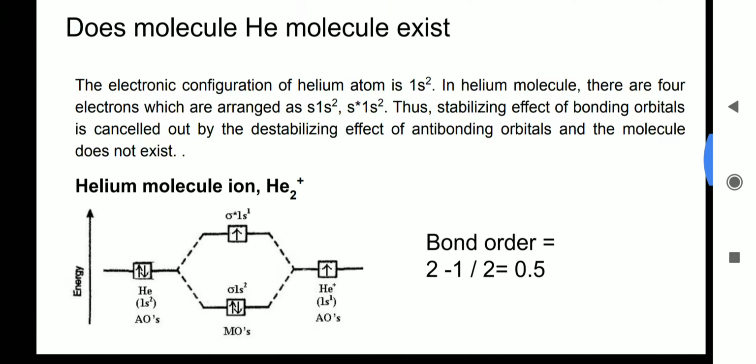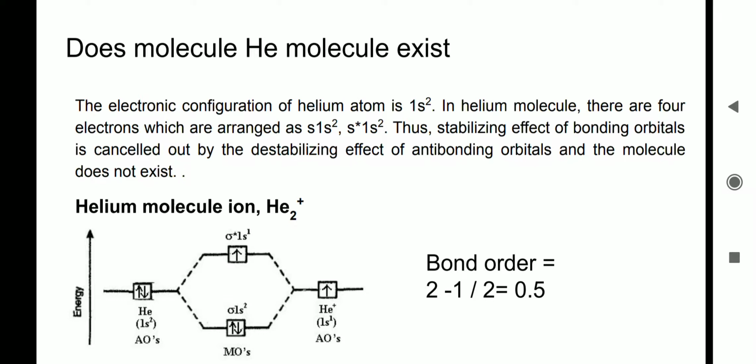Now let us calculate the bond order. Bond order will be (2 minus 1) divided by 2, that is 0.5, which means that this molecule ion exists, but its stability is less as compared to the hydrogen molecule whose bond order is 1. The stability is directly related to the bond order. Higher the bond order, higher will be the stability.